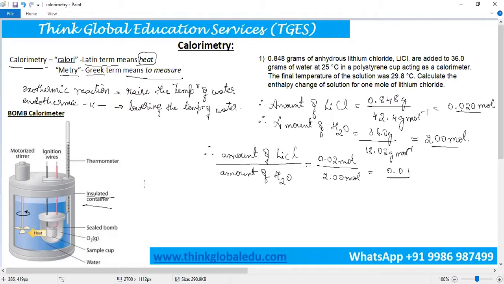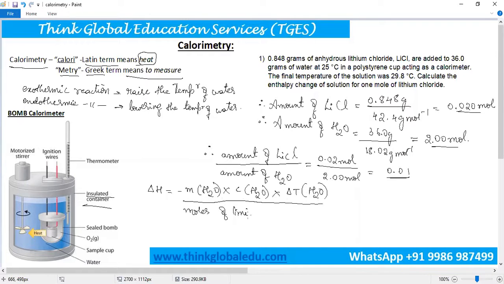From the formula of delta H, we can calculate the enthalpy change for this particular reaction, which is delta H equal to minus mass of water molecule into specific heat capacity of water molecule into the change in temperature of the water molecule over the number of moles of the limiting reagent. In this reaction, the limiting reagent is the lithium chloride.